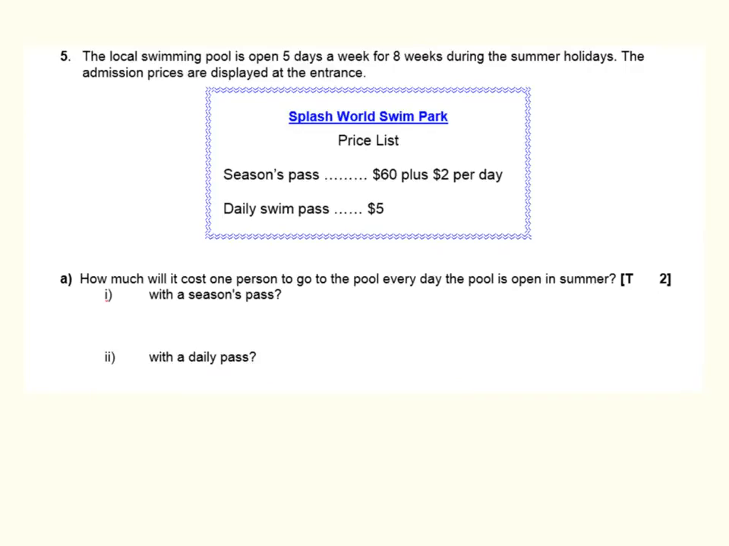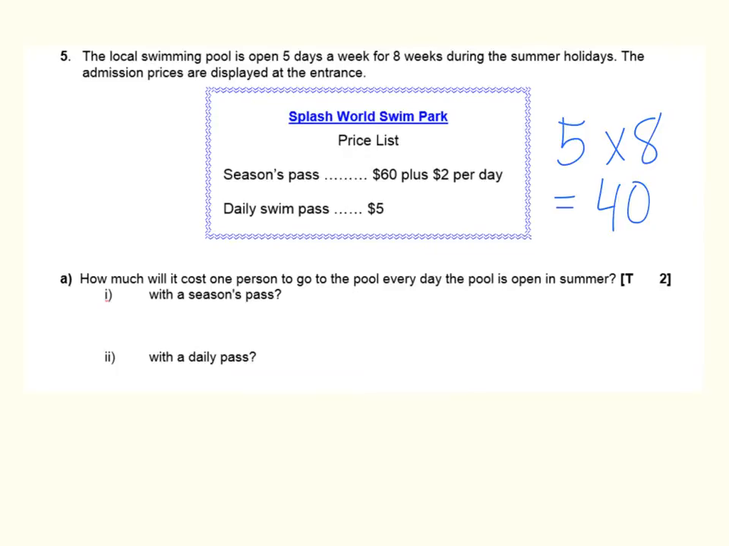So how much will it cost one person to go to the pool every day the pool is open in the summer? Now remember, it said it was open 5 days a week for 8 weeks. So to find that number first, we have to do how many days it's going to be open, so we can know how much it will cost for them to go each day. We would do 5 times 8, and we would get the number 40. So we know that it's going to be open 40 days.